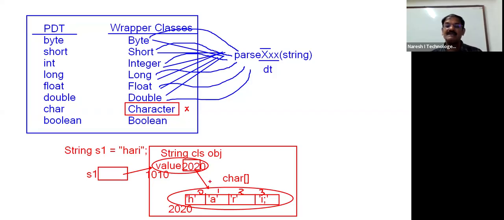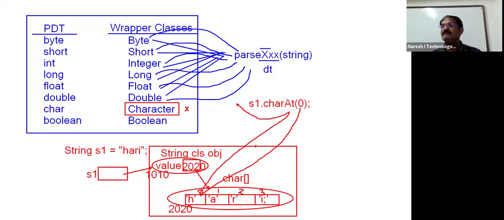Then, sir, how can I get the character? Inside the string class, we have a method called charAt. To this charAt method, you give the index number, and the available character will be returned. At index 0, which character is available? H. It will return H to our program.